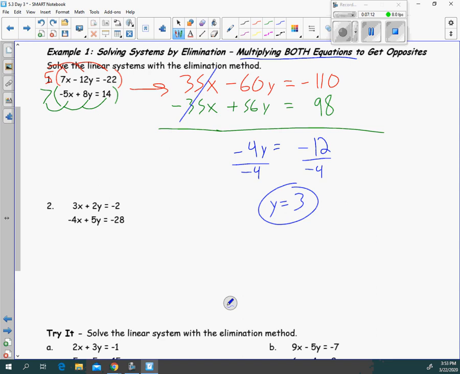That makes sense? Okay? All right, so are we done? Well, not quite. We have the y is 3. We still need what the x is, all right?